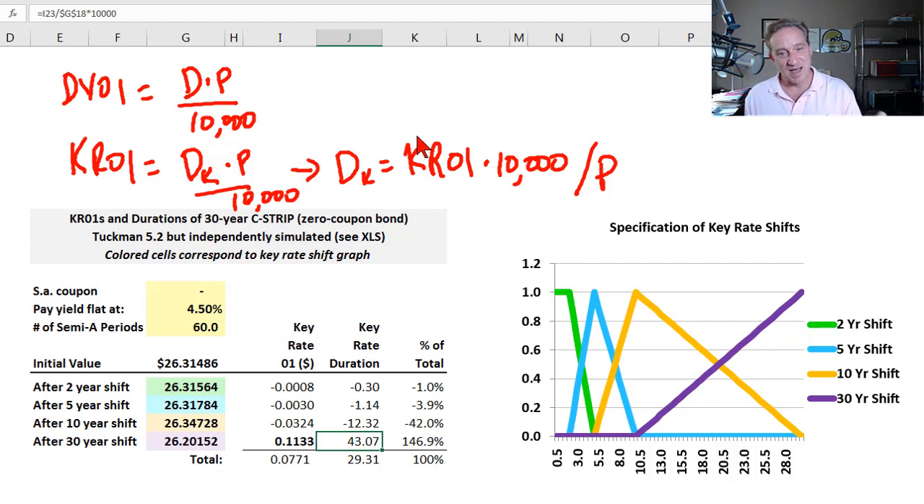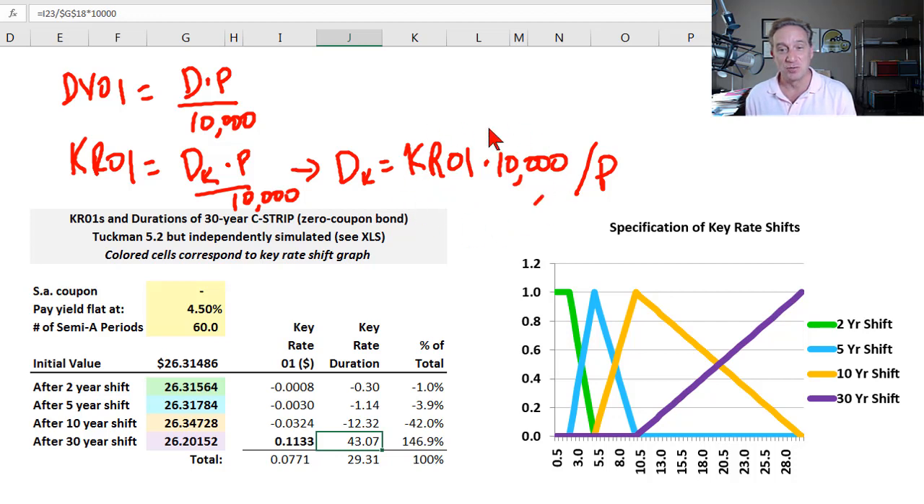And it's really not maybe as hard as it sounds, because what are we doing here? Well, what's that key rate 01? Remember, that's the dollar change if there's only a 1 basis point shift. And a 1 basis point multiplied by 10,000, right, there's 100 basis points. The 10,000 itself is 100 times 100, the 100 basis points in 1%, and then 100, 1% in 100% or 1.0 unit. So this is just rescaling the key rate 01 into something that's more like a dollar duration.